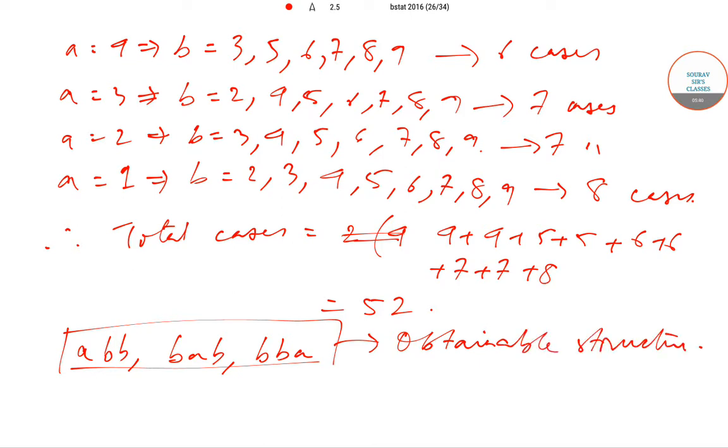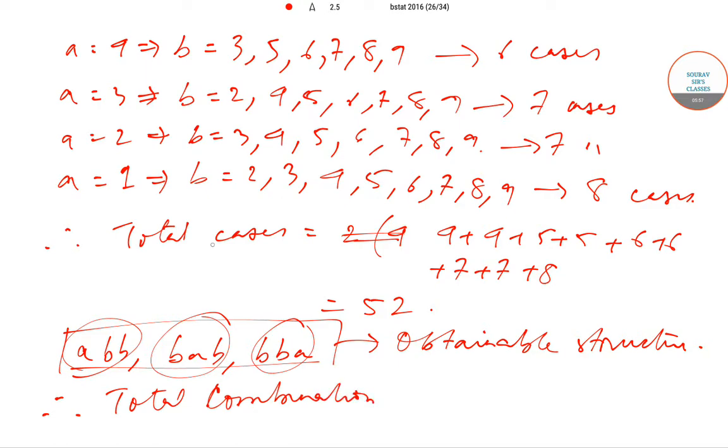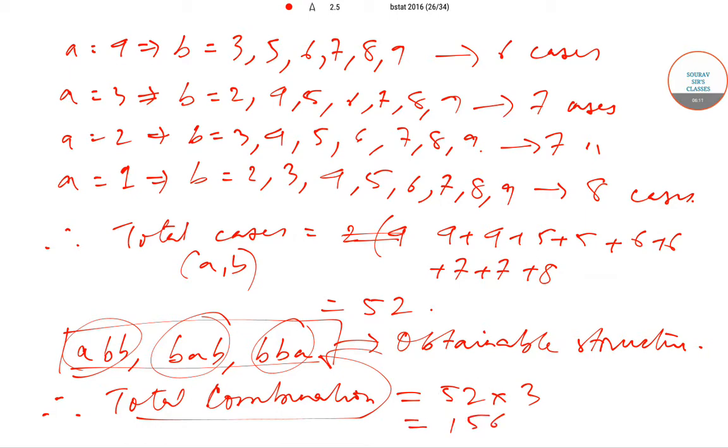So basically after choosing A and B, for each A and B we'll get 3 different cases. Since now we have 52 cases of AB, the total different combinations will be 52 and 3 for each, that will give us 156.